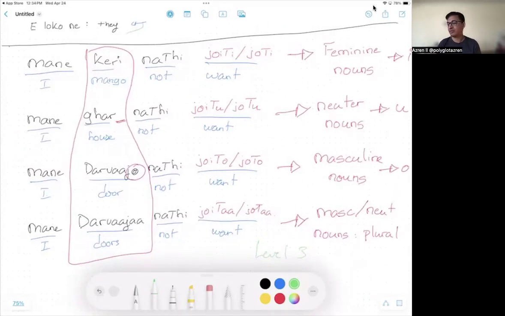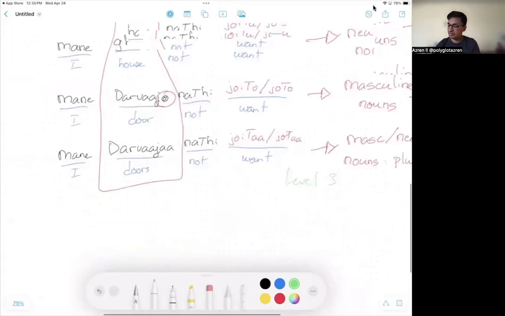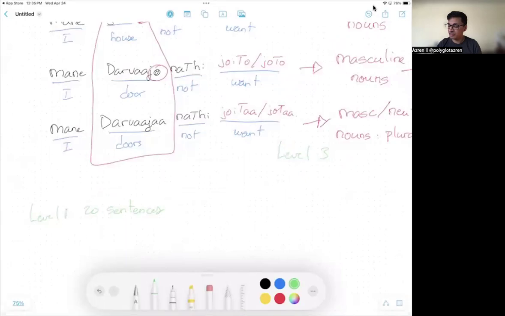There's more to it. But again, how do you practice this? Not that hard to practice. To practice it, all you need to do is write down 20 sentences for level 1. Level 1 is you want something. Mane aa joie che, mane ghar joie che, mane phone joie che, mane Lego joie che. Write down 20 different sentences at that level 1.